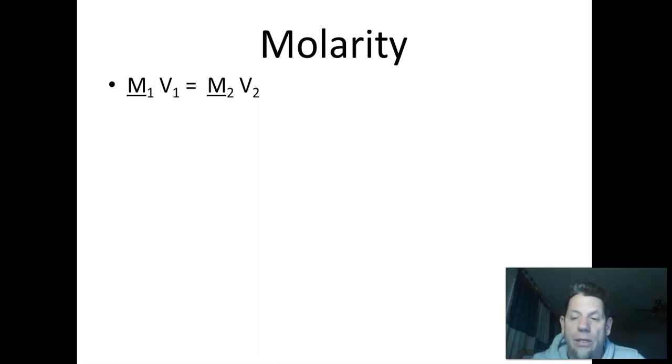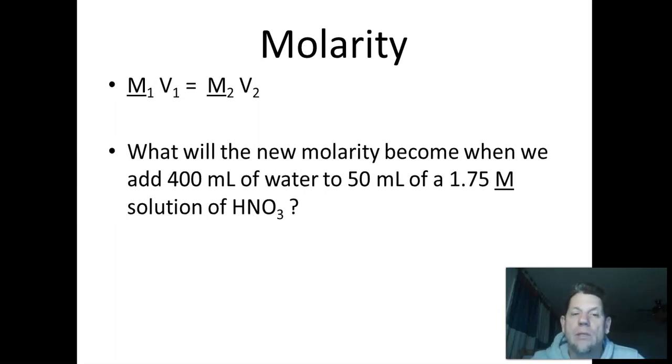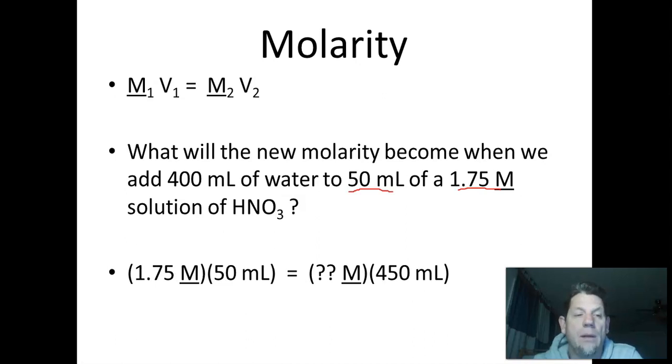With these, we just do a little math problem. All we have to do is rearrange this equation to solve for what we're looking for. So what will the new molarity become if we add 400 milliliters of water to 50 milliliters of a solution? We know the molarity and the initial volume, so we have M1 and V1. M1 times V1 equals M2 times V2.